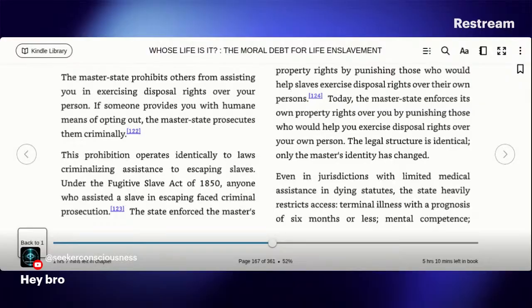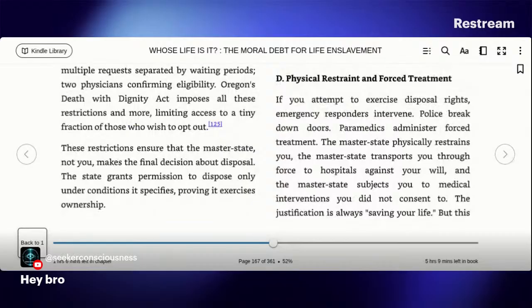Even in jurisdictions with limited medical assistance and dying statutes, the state heavily restricts access. Terminal illness with a prognosis of 6 months or less, mental competence, multiple requests separated by waiting periods, 2 physicians confirming eligibility. Oregon's Death with Dignity Act imposes all these restrictions and more, limiting access to a tiny fraction of those who wish to opt out. These restrictions ensure that the master state, not you, makes the final decision about disposal. The state grants permission to dispose only under conditions it specifies, proving it exercises ownership.